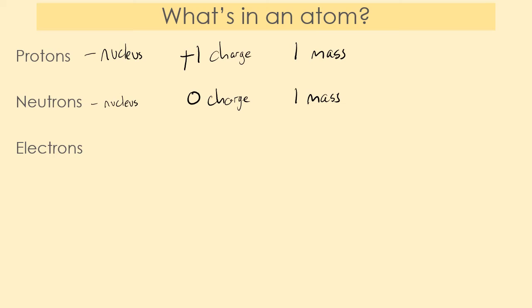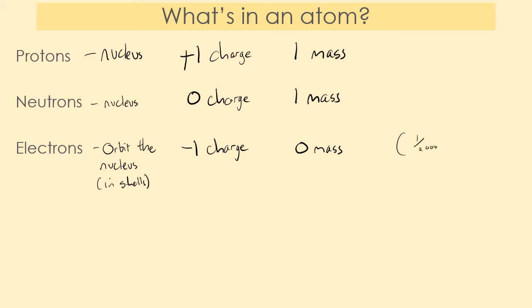They weigh the same as a proton. And our electrons will orbit the nucleus in shells or in energy levels. They have a minus one charge. And they have relatively no mass. It's actually about 1/2000th. They do have a mass, but it is pretty much non-existent.